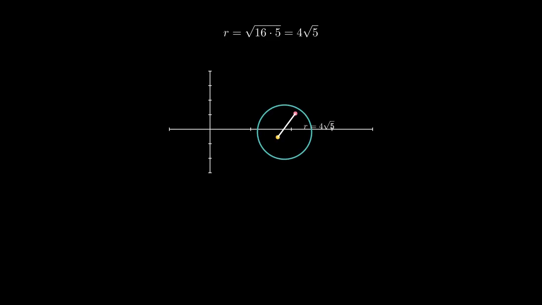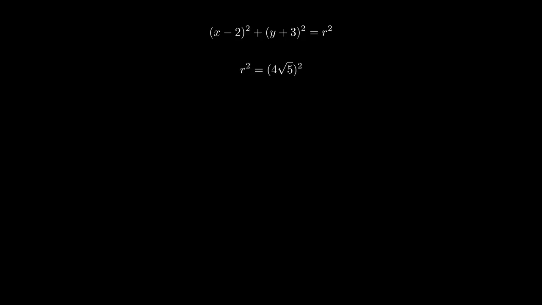Here's a visual representation showing the center, the point, and the radius we just calculated. Now we can write the complete equation of the circle. Starting with our equation template, (x - 2)² + (y + 3)² = r². We need to square our radius value.